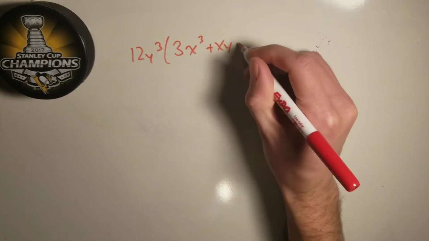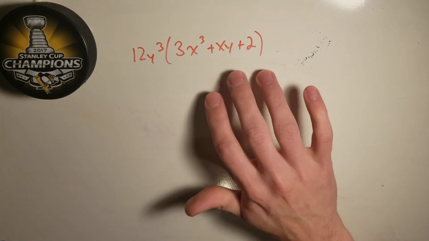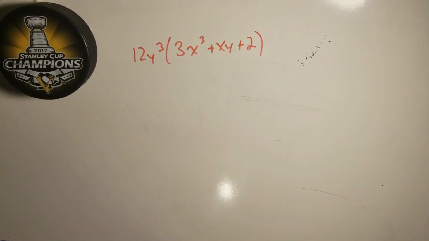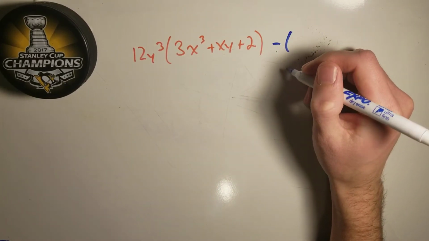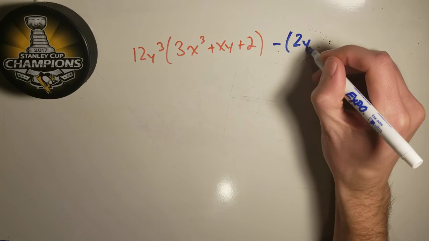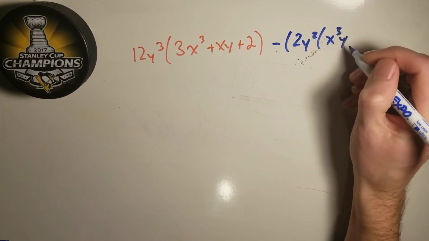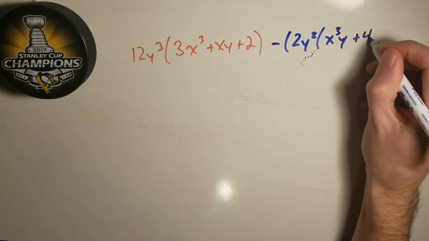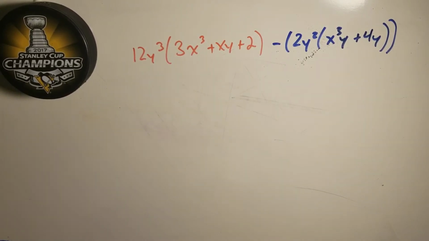And here's your length. And in order to find the area of just the red, that would be the whole red rectangle, we're going to need to subtract the area of the blue rectangle, which would be 2y squared times the quantity x cubed y plus 4y. Have a double parentheses there.